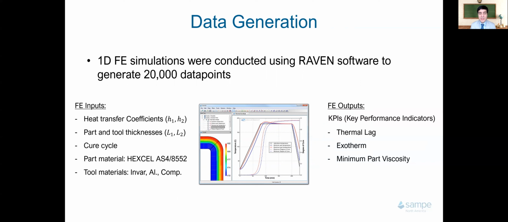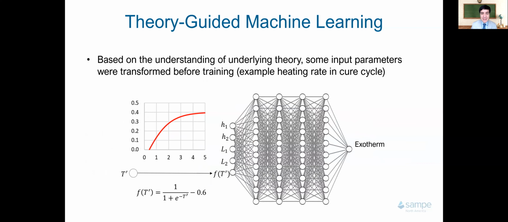From each of these 20,000 simulations, we looked at the values coming from the finite element model: thermal lag, exotherm, minimum part viscosity, or other things that we were interested in. The training was based on these data from theory. And you will see in a moment why that theory addition is quite important.